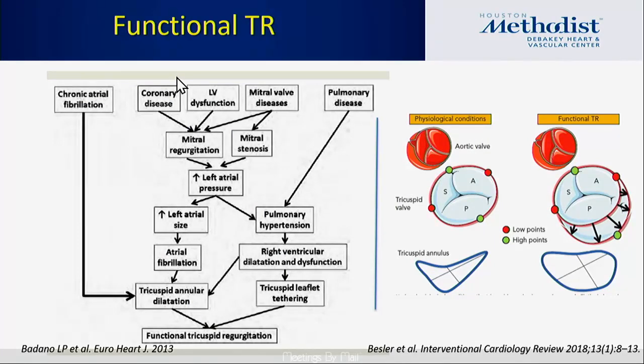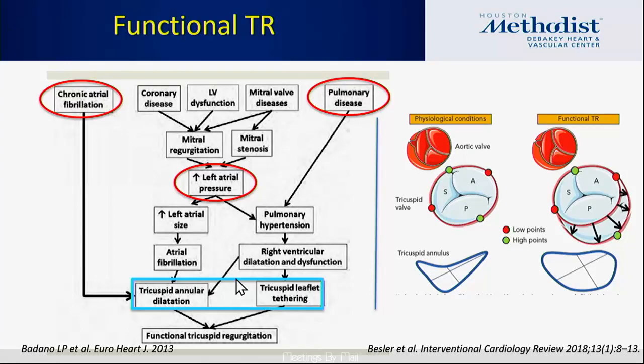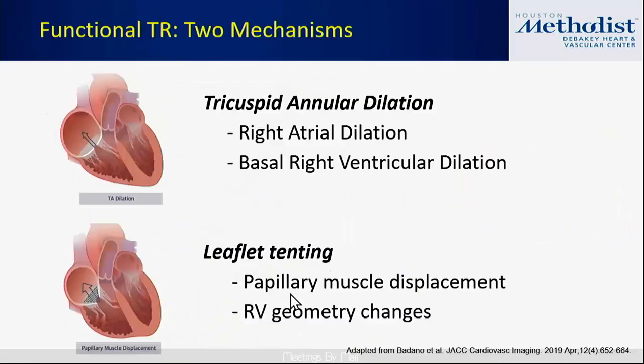So roughly 90% of the TR that we see in clinic is functional in its origin. And how do we get there? Generally, there's a chronic pathway. It's either AFib, something that gets you left atrial pressure elevation over time, or primary pulmonary. And these get to the two mechanisms of annular dilation and tricuspid leaflet tethering. So some version of those two things.